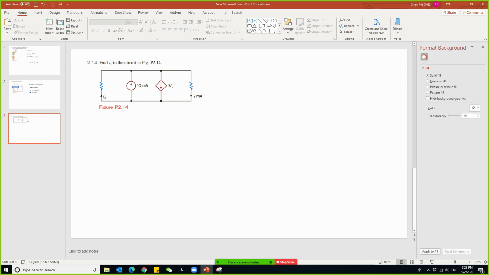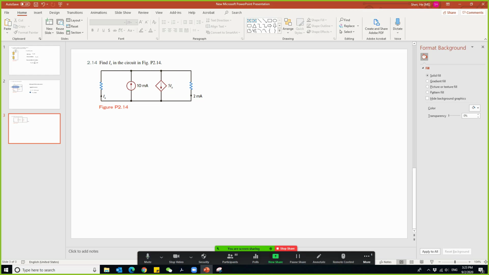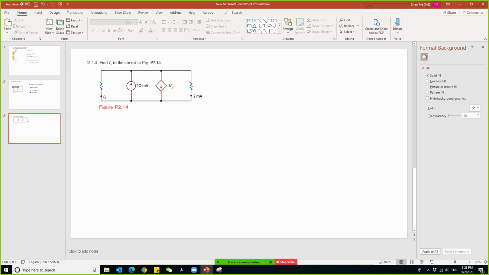So let's look at problem 2.14. In this problem, we're going to find Ix in the circuit. So Ix is over here. And different from all the previous examples, we have a dependent source. So this source is a current source because it has this arrow there telling us the direction of the current. At the same time, this current depends on another current, Ix. This current is always 5 times Ix. So we call it a current-dependent current source.